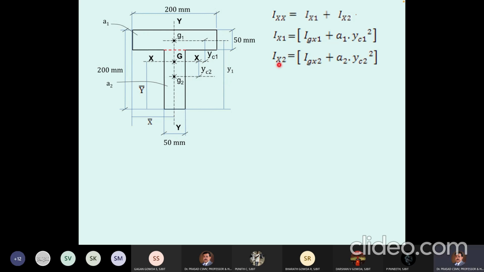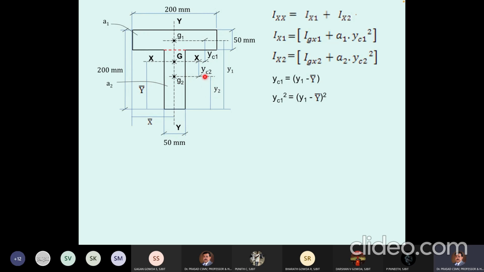Now Ix2, on similar lines, is based on the parallel axis theorem: the moment of inertia of a rectangle about an axis in the same plane is equal to the moment of inertia about a parallel centroidal axis, that means passing through the centroid G2, Igx2, which is once again BD cube by 12. But for this, the breadth has to be taken as 50 mm and the depth as 150 mm. And A2 is already there, and the distance of centroid G2 from capital G is YC2. And what is YC2? Y2 we have already calculated while calculating Y bar.